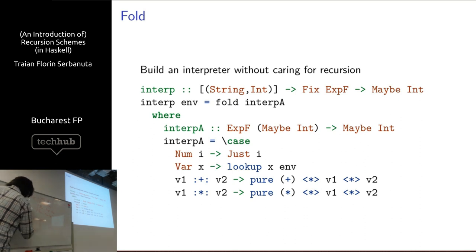Okay, and here would be: var of x is var of x, and then plus of e1, e2 would be e1 plus e2. Yeah, is it like this? I think something like that. Yeah. So anyway, yeah, we can also do it like this.